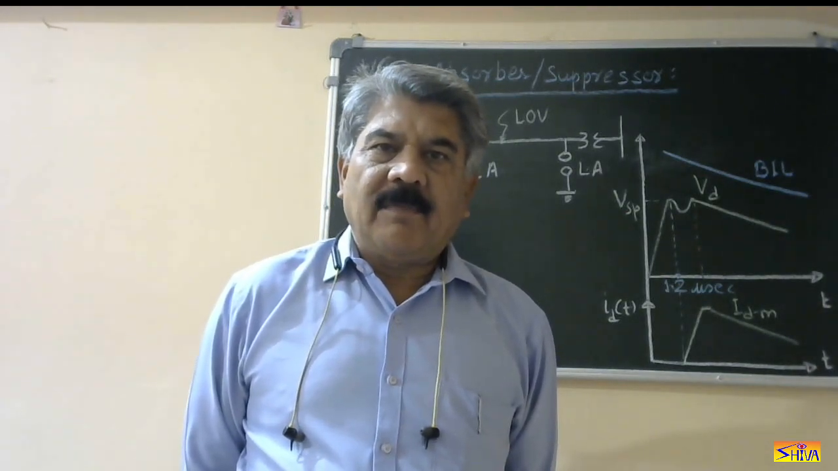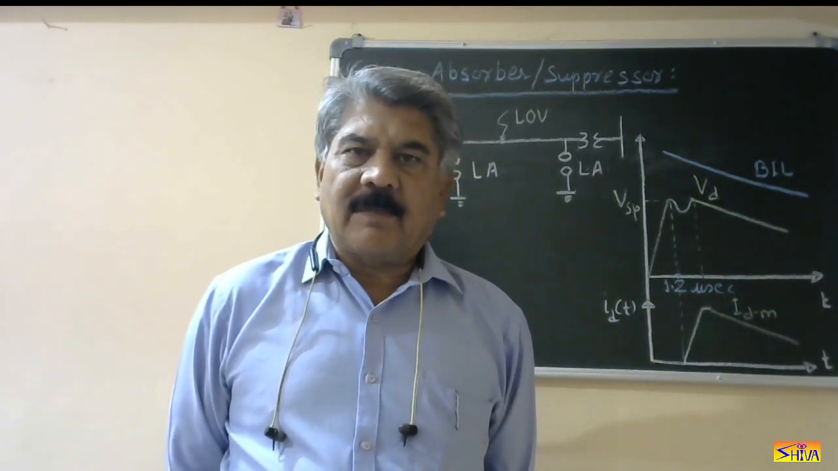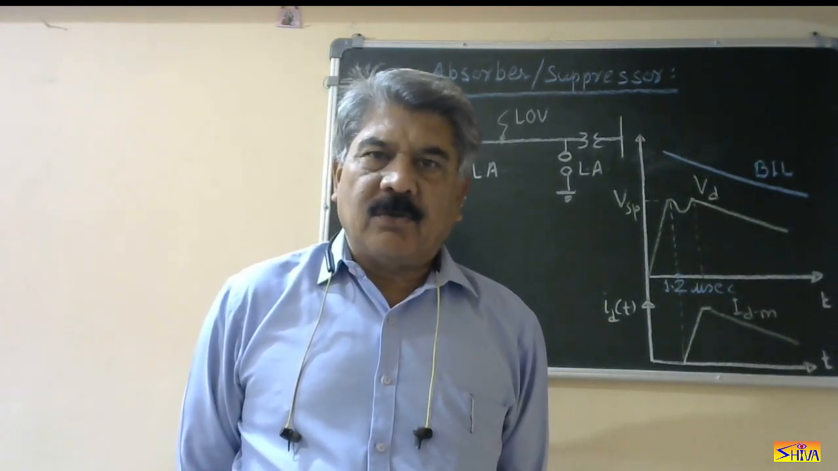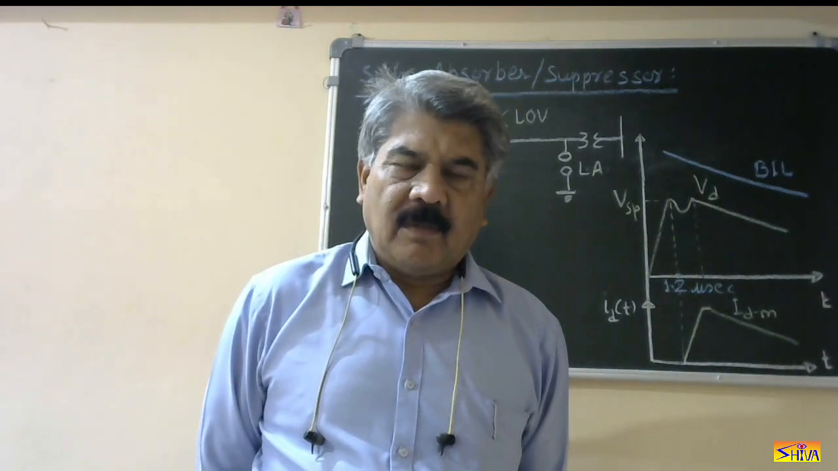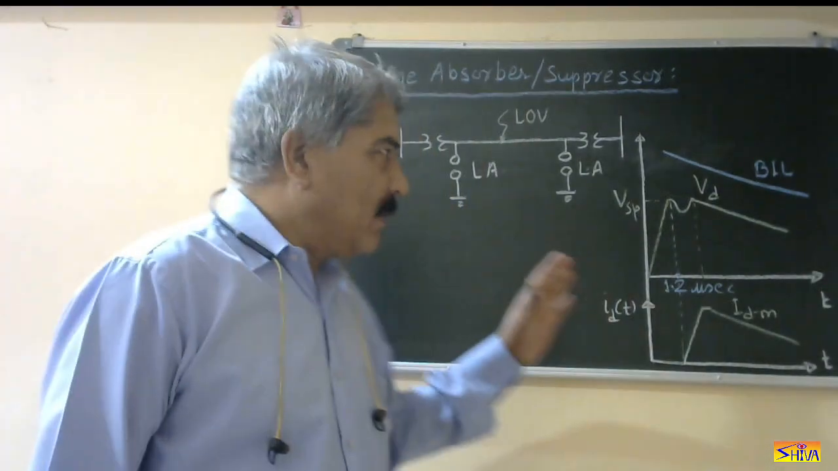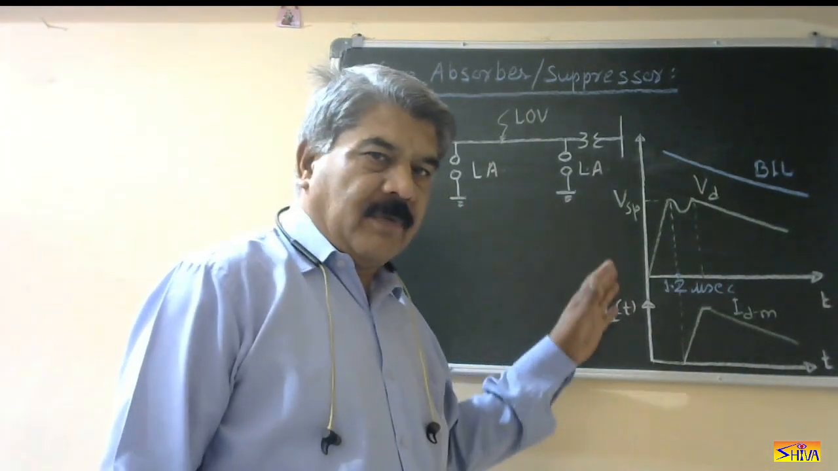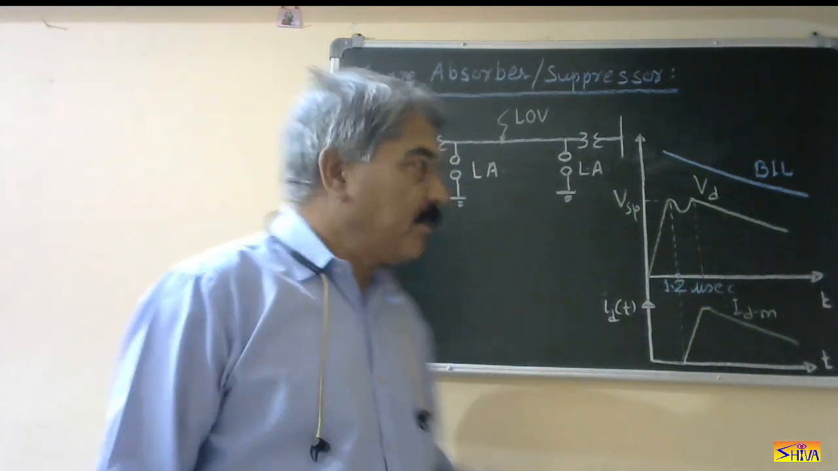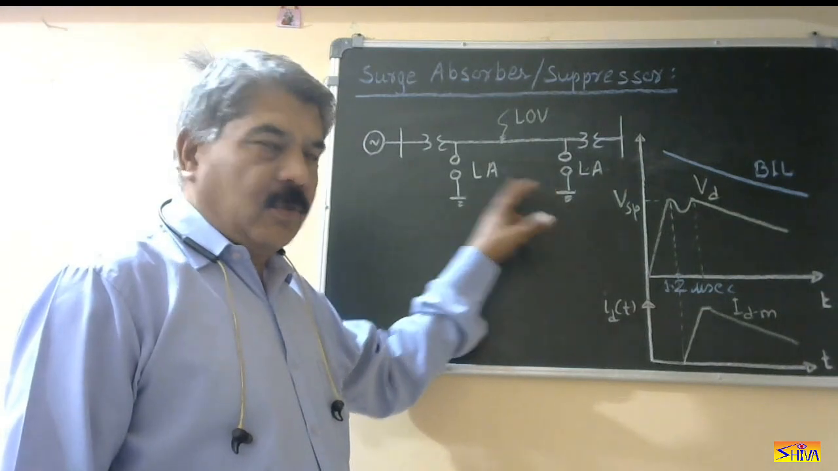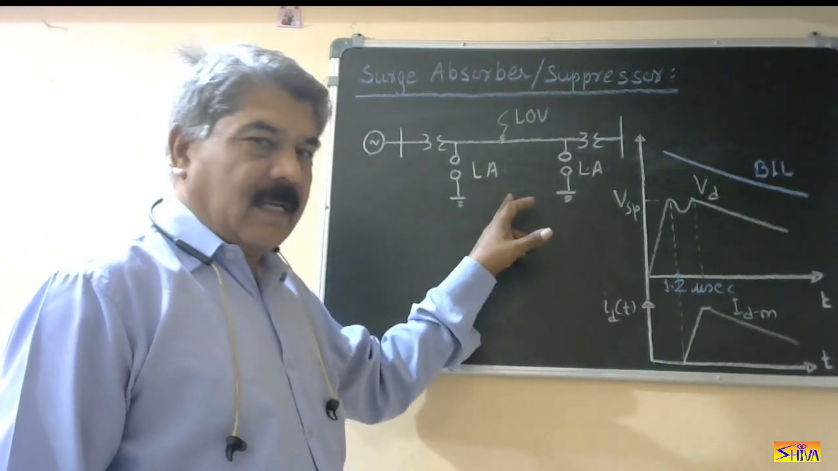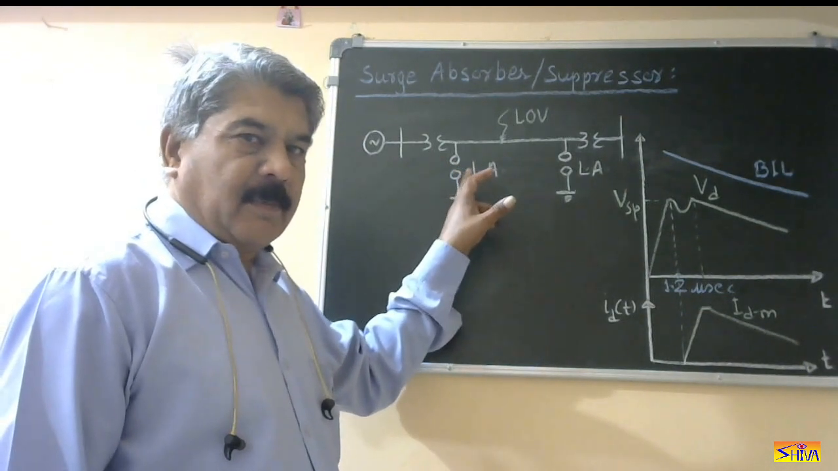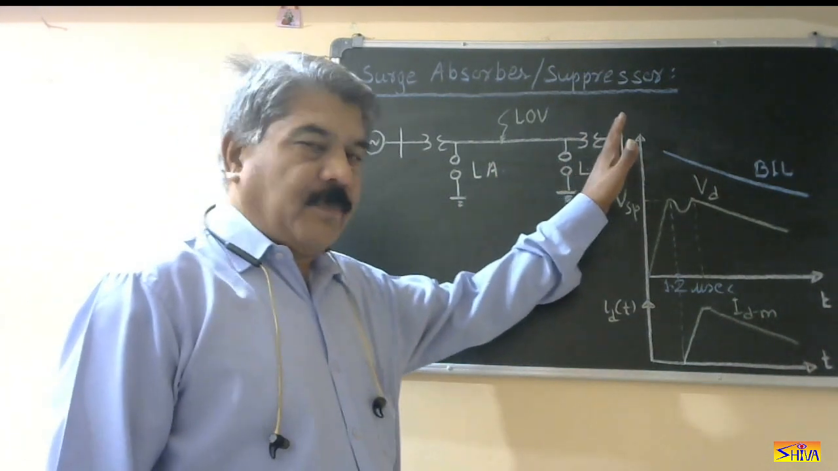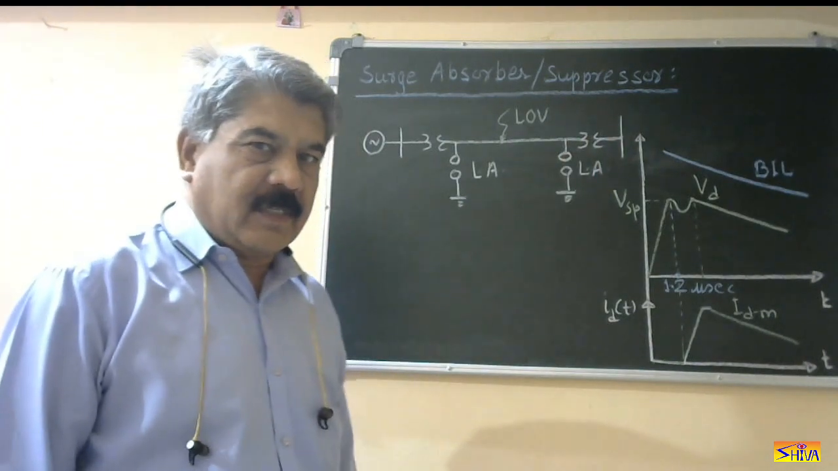Now let us see what is surge suppressor or surge absorber and what is its utility in the power system. So to explain this, first I will take a brief review of the lightning discharge process. Here I have shown the power system, single line diagram, generator, step up transformer, transmission line, step down transformer, and from this point onwards there will be distribution system.